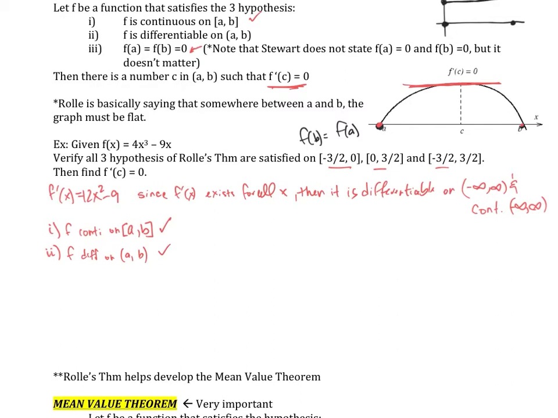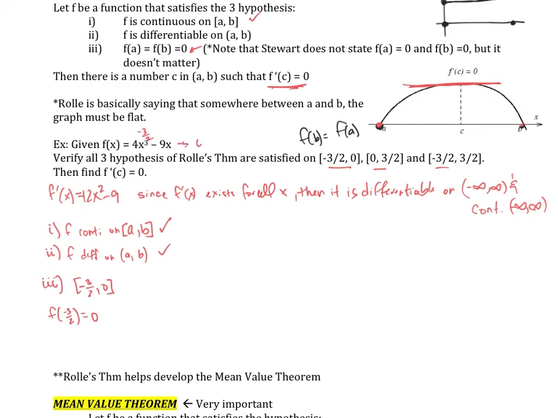Now we need to find out if f(a) equals f(b). We need to do it again for each of the three intervals listed. So let's start with step 3, on the interval from -3/2 to 0. So f of -3/2, when I solve this, I will get 0. When I plug -3/2 in here, I will get 0.